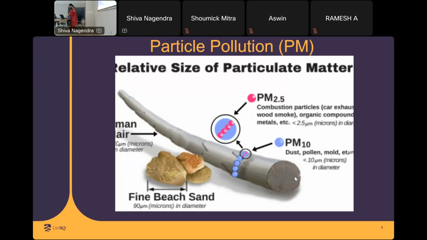So this is just a basic illustration of how thick PM is. It's similar to a human hair, and PM2.5, we all know, is from the organic compounds of combustion particles. PM10 is from the dust or pollen. So if anybody is working on a project related to health, then PM10 is of great significance. And today's case study is also based only on PM10.